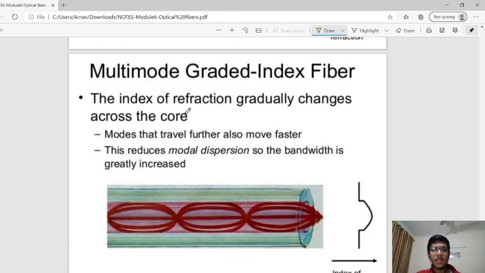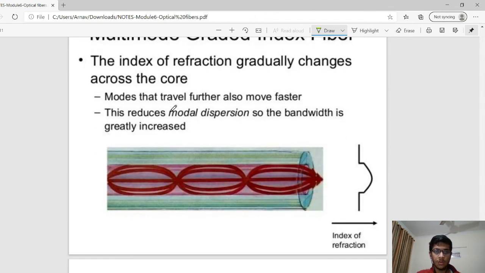Moving on to the multimode graded index fiber, the index of refraction gradually changes across the core. In this, the modes that travel further also move faster. This reduces modal dispersion, so the bandwidth is greatly increased. The graph of the refractive index of the core and cladding is seen here.